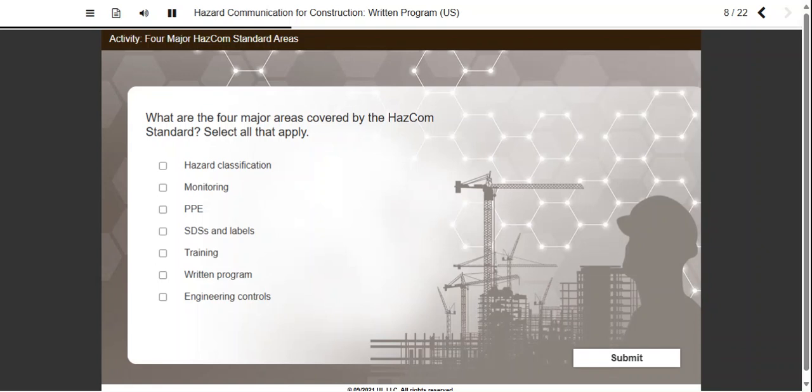What are the 4 major areas covered by the HazCom standard? Select all that apply.